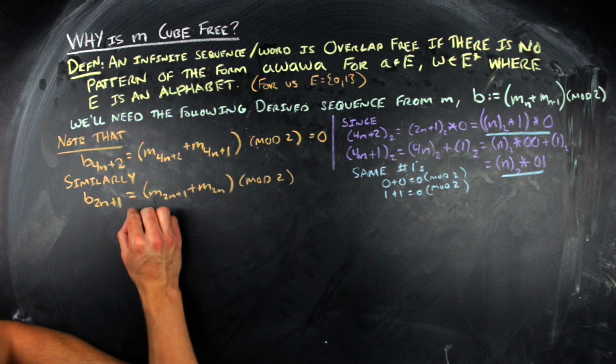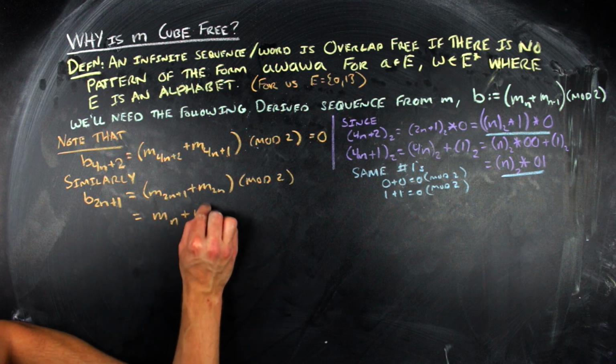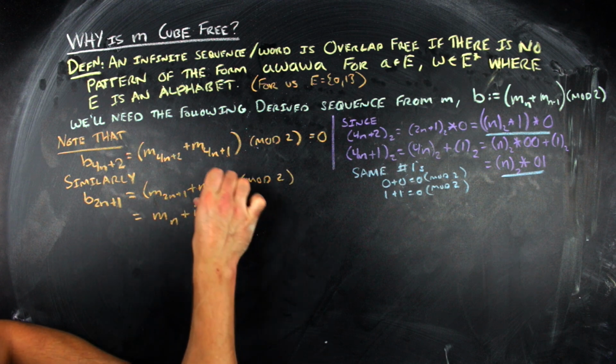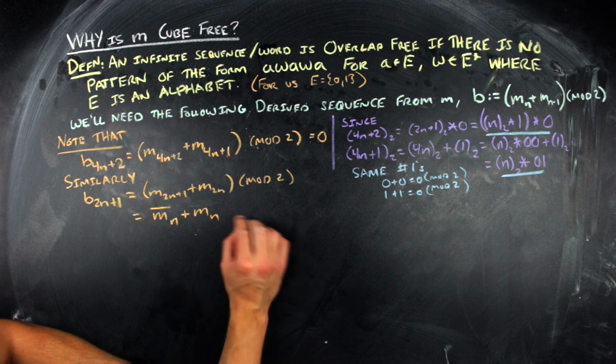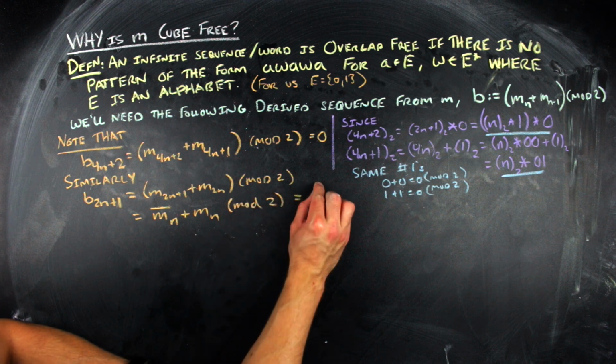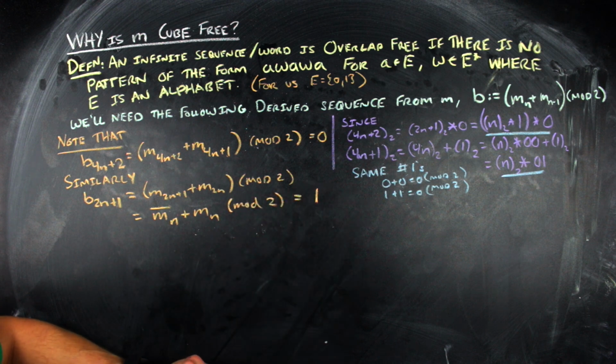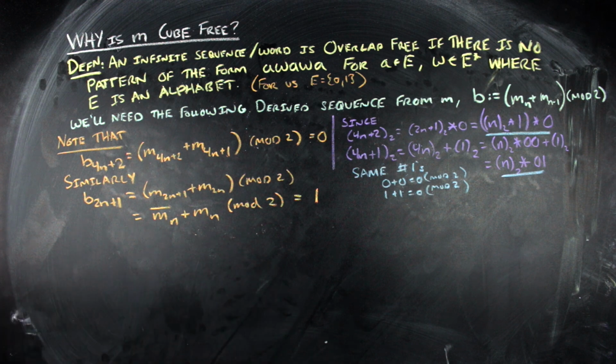Similarly, b sub 2n plus 1 is going to be equal to 1, because b sub 2n plus 1 is equal to m sub 2n plus m sub 2n plus 1 mod 2. And m sub 2n does not equal m sub 2n plus 1, so the possibilities there are 0 plus 1 or 1 plus 0, both of which are 1 mod 2.